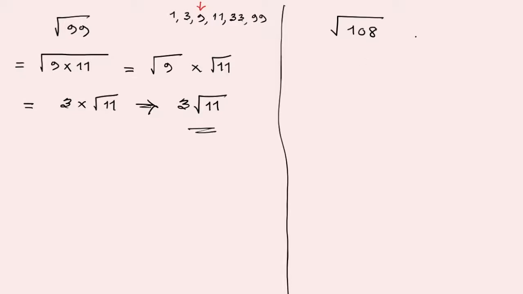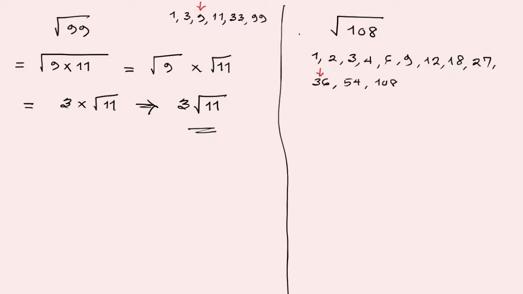Now to this. Factors of 108 include 1, 2, 3, 4, 6, 9, 12, 18, it's quite a lot, 27, 36, 54, and 108. So let's look for the largest perfect square we have here. Okay, so we can start from the right side. 108 is not a perfect square, so no. 54 is not a perfect square, but 36 is a perfect square. And that's the largest perfect square we have here.